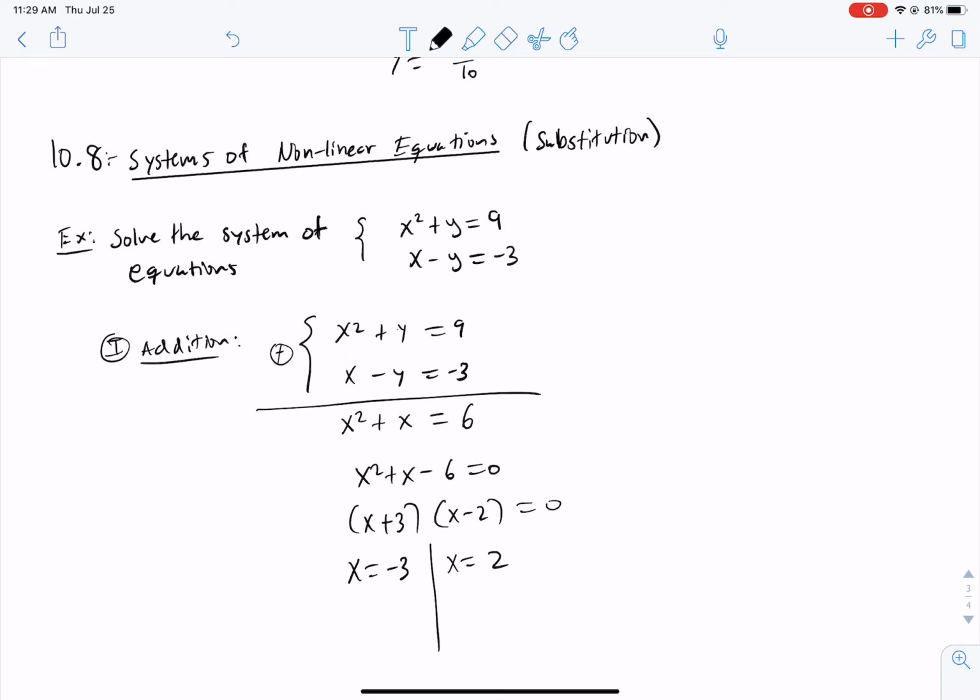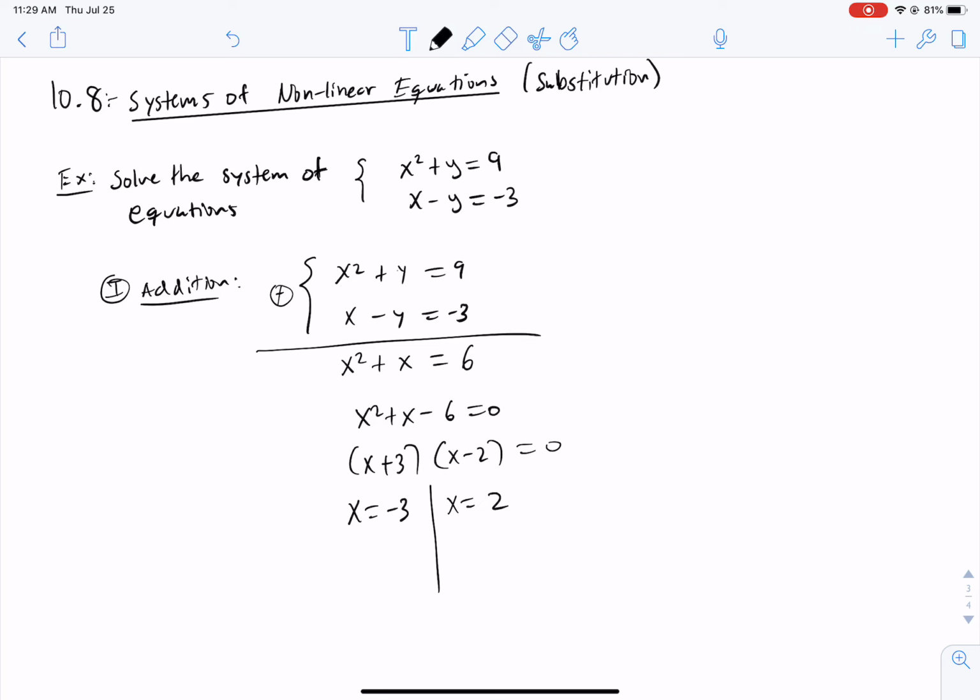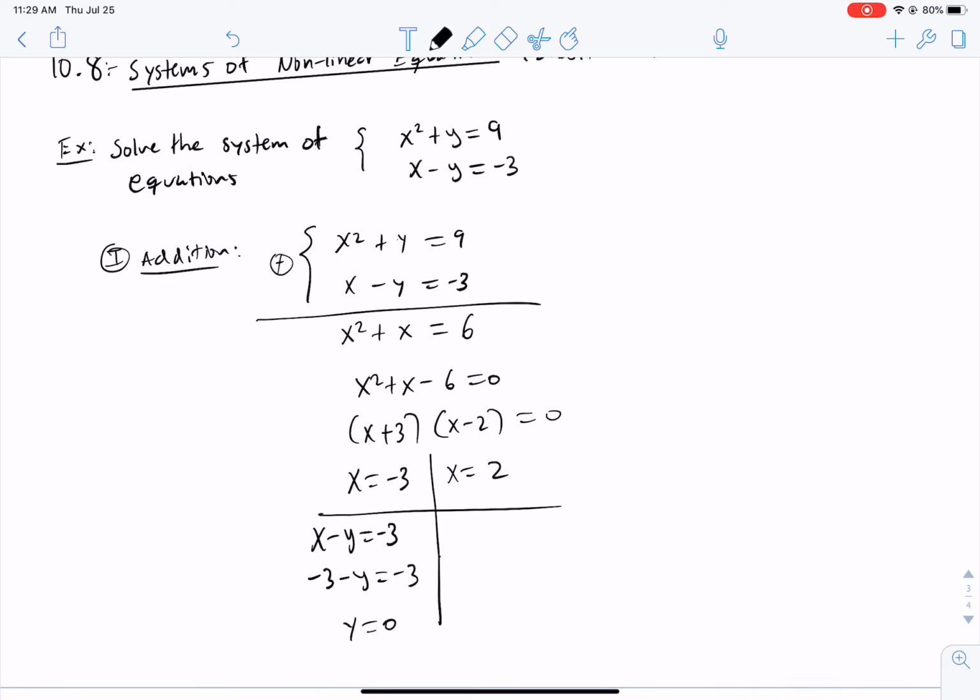If x is equal to negative 3, then how do you know what y is? You use either the first or the second equation. I will use the second equation because it's linear. It's a little bit easier for me to play around. So using the second equation, I know that x minus y is equal to negative 3. But I know that x is equal to negative 3. So negative 3 minus y is equal to negative 3. What does that mean for y? y is equal to 0.